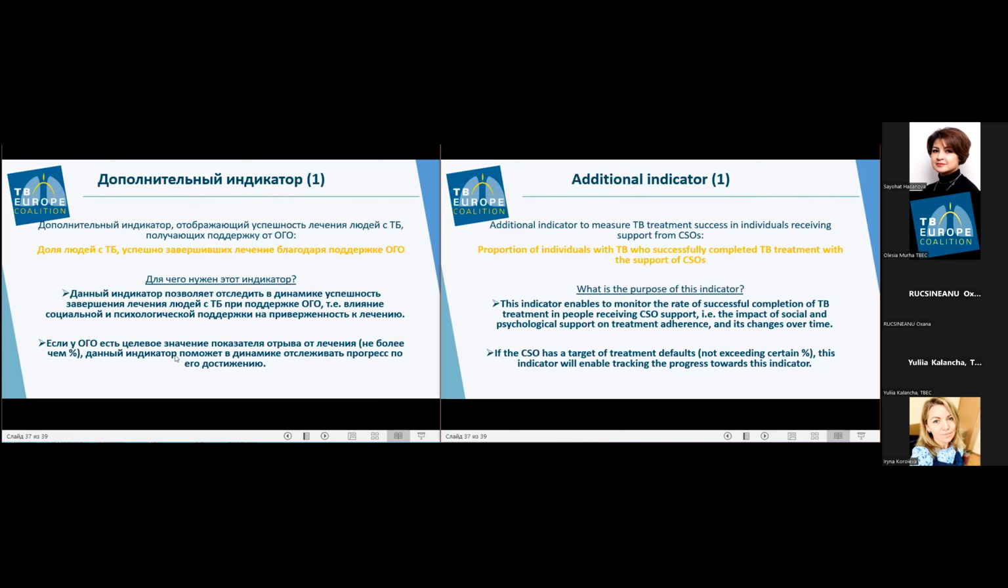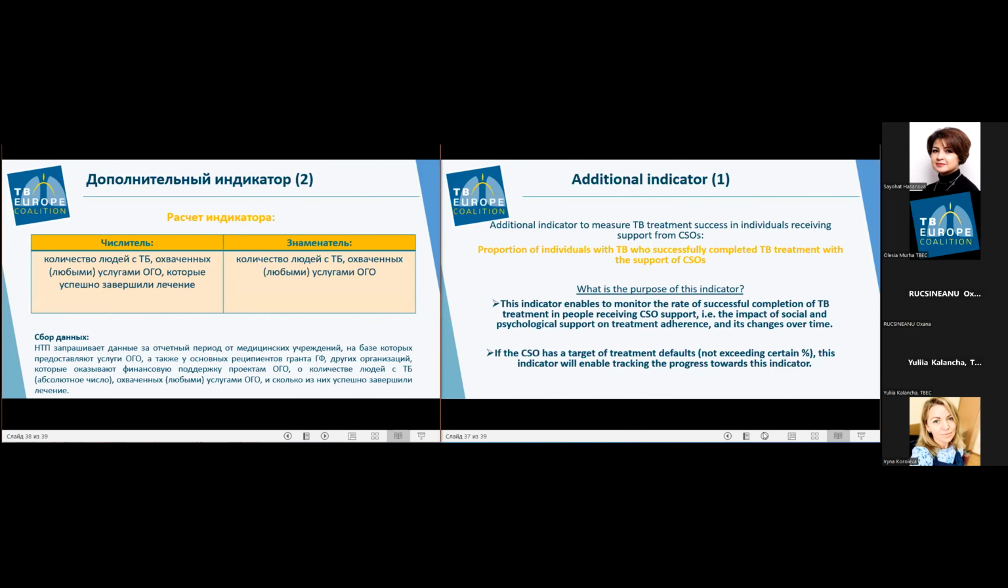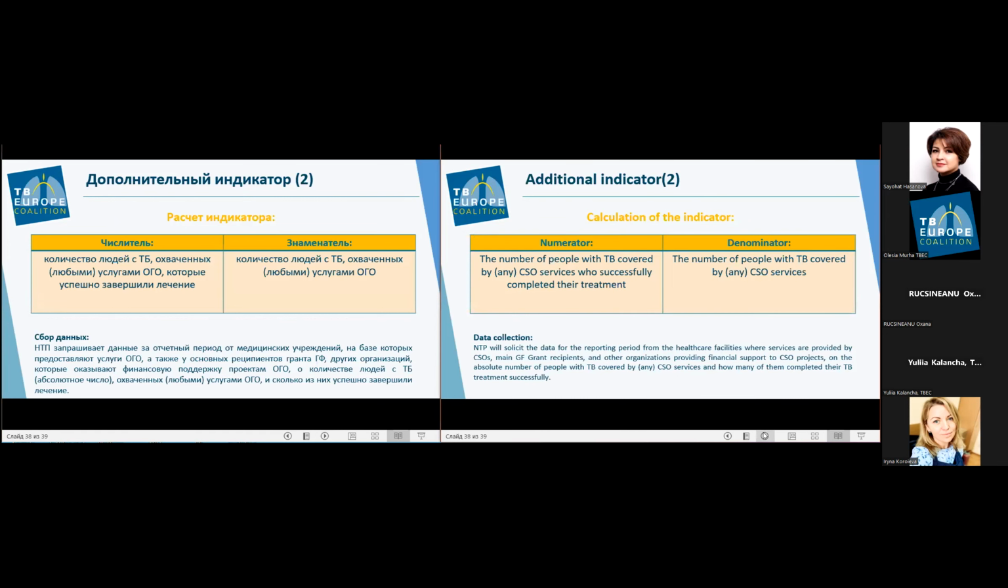And also it is important, if the CSO has a target of treatment defaults not exceeding a certain percentage, this indicator will enable tracking of the progress towards this indicator in dynamics. And please, next slide. And this will be the last slide, which is related to the additional indicator and to the review of the algorithm in general.